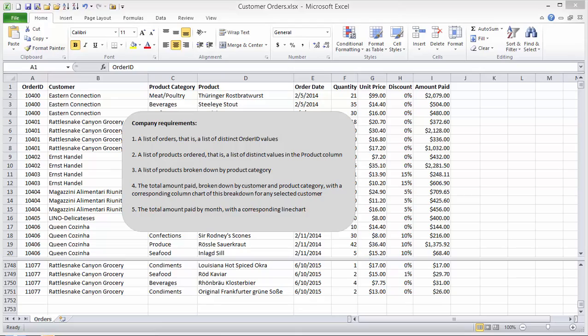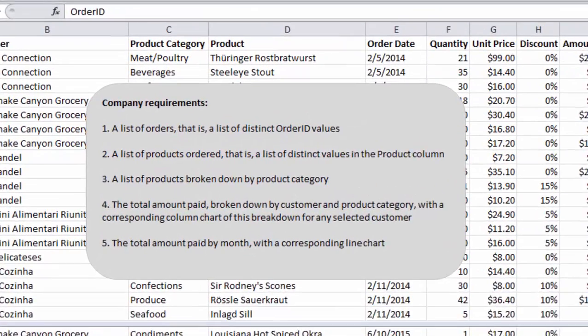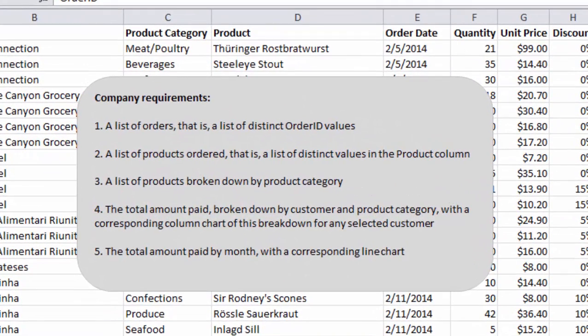The company wants the information described in the text box: a list of orders, a list of products ordered, a list of products broken down by product category, the total amount paid broken down by customer and product category, with a corresponding column chart of this breakdown for any selected customer, and the total amount paid by month with a corresponding line chart.